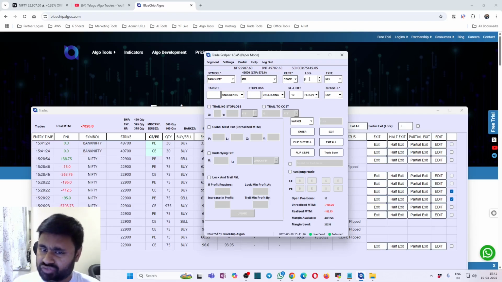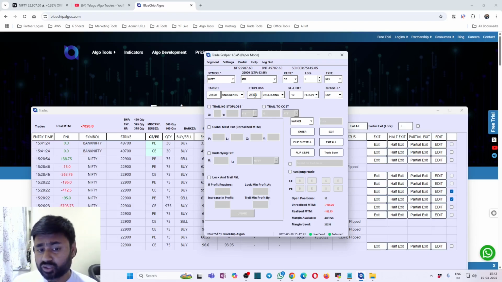Okay, and of course we have lots, type MIS or NRML, buy or sell, and then SLL difference, which is nothing but the difference between trigger price and limit price. Targets, I'm not really sure if any other application gives these different kinds of targets, like points, MTM, percentage, absolute value. Let's say you bought a strike at 100 rupees, right? You can directly give 110 as the absolute value, or even underlying also. Let's say you are trading in Nifty, and at 25,000, let's say 500 is your target, and 25,400 is your stop loss.